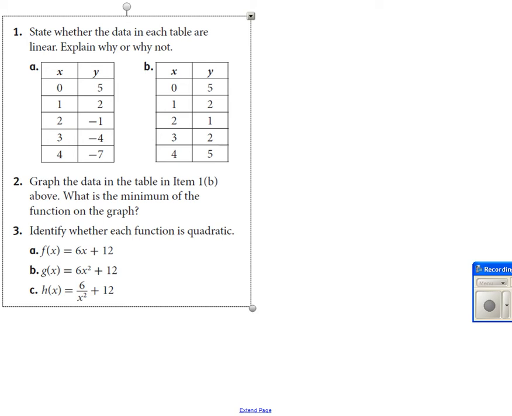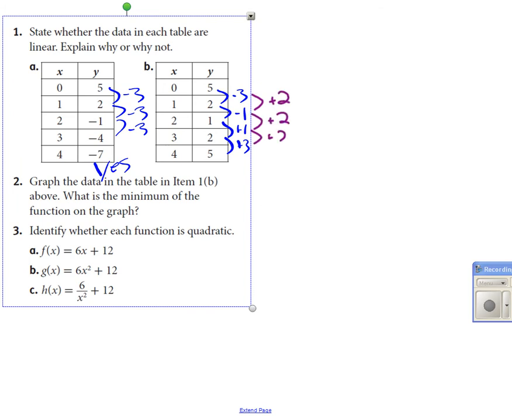So number one, explain whether it's linear or not. How do we check C? We look for the difference. We get minus 3. So is that linear? Yes. Alright, we look at B. We have minus 3. So this is not linear, so what could we do? We could find the second difference, so from negative 3 to negative 1 is? Plus 2. So that would be quadratic.